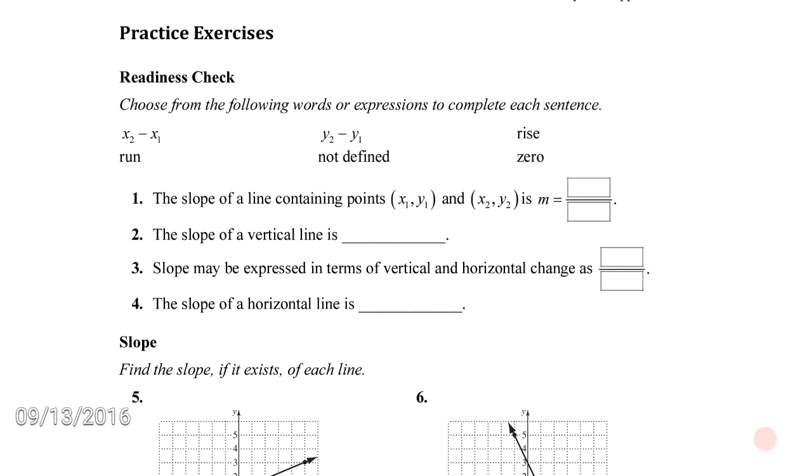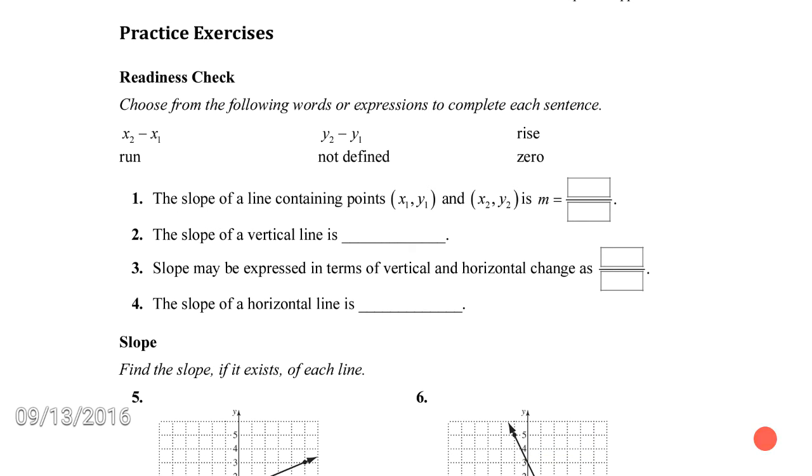So let's look at the readiness check, and we have x2 minus x1, run, y2 minus y1, not defined, rise, and 0, and we're going to fill in the blanks. The slope of the line containing the points x1, y1, and x2, y2 is, and then they want you to write the formula, and the formula is going to be y2 minus y1 over x2 minus x1. The slope of a vertical line is always what? Horizontal, vertical, 0 or not defined are your two choices.